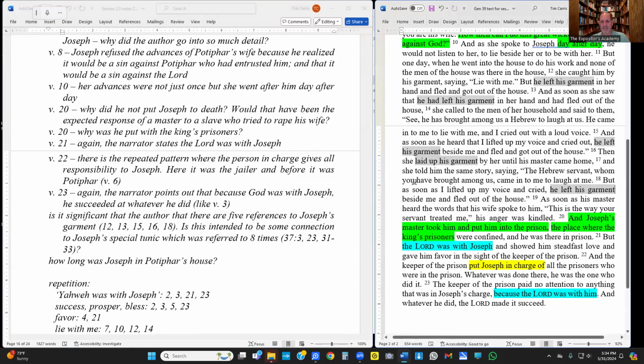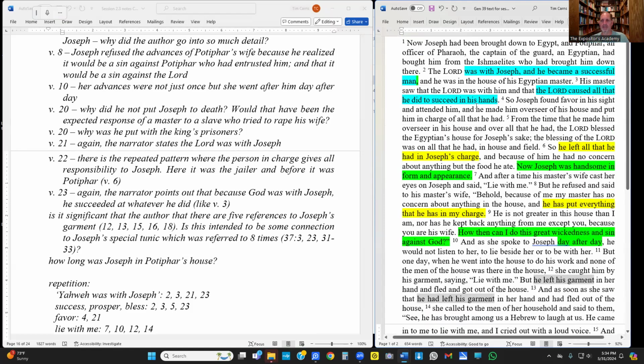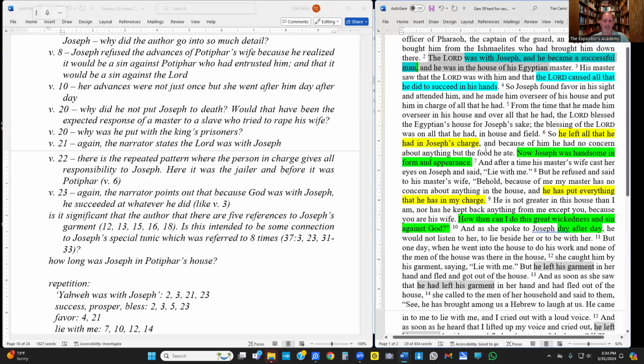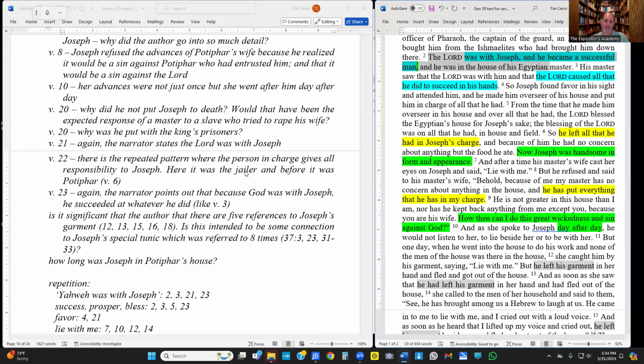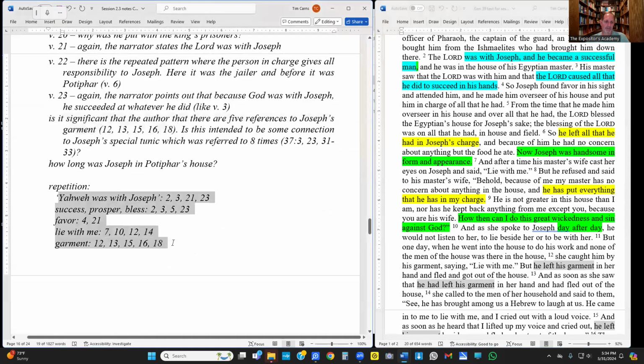And then another question that I had was how long was Joseph in Potiphar's house? Doesn't really say, right? It just says that he was brought down to Egypt and he was there, and some time passed because he became successful and his master put him in charge over everything. So it's not clear exactly how long. And then I mentioned over here a few things that were repeated in the story. There's some other things repeated too, but those were things that stuck out to me.